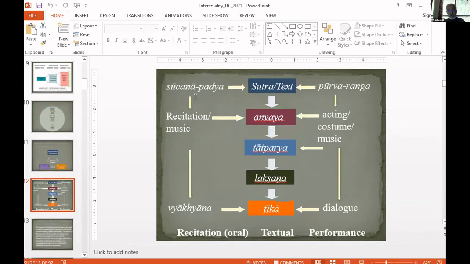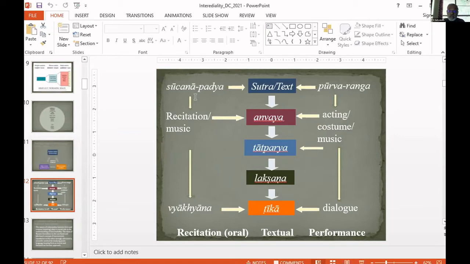Now let me see how do I connect the three systems, three subsystems, that means the textual tradition, the recitation tradition, which involves orality, and the performative tradition, which includes body centricity.